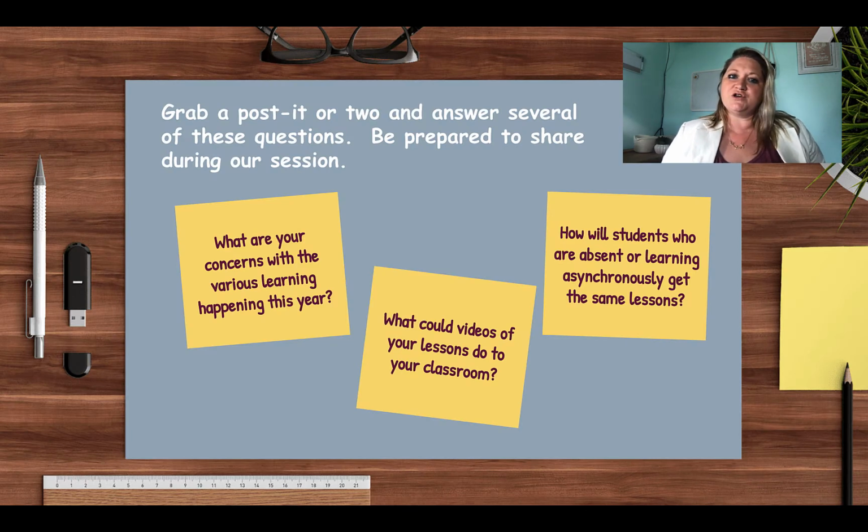So what I want you to do is grab a Post-it or two and answer several of these questions and be prepared to share during the session. Now I know I'm not going to have all these answers, guys, but we can share, and I want to make a point about sharing and thinking and coming to it.